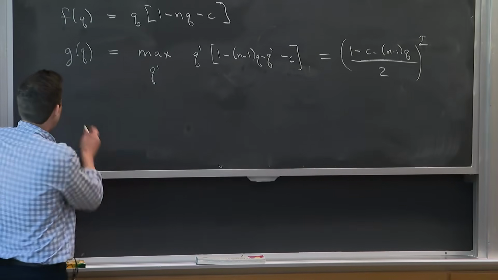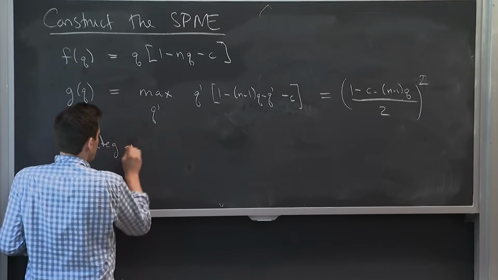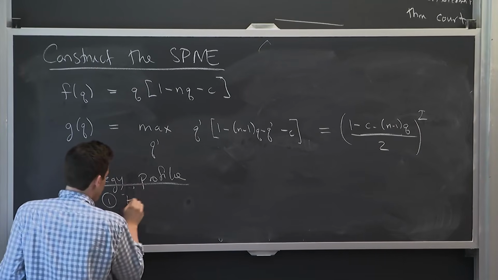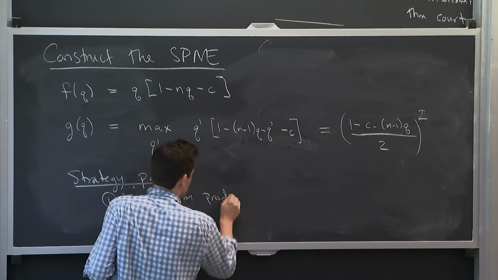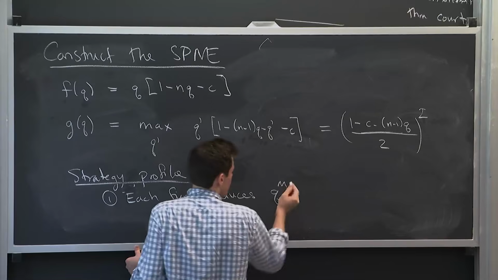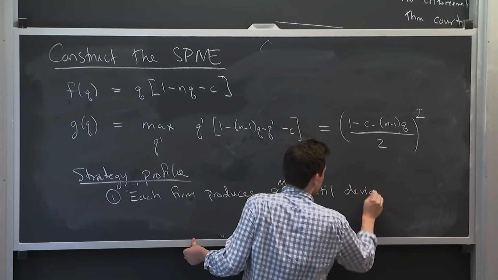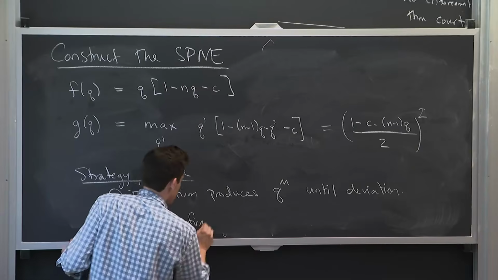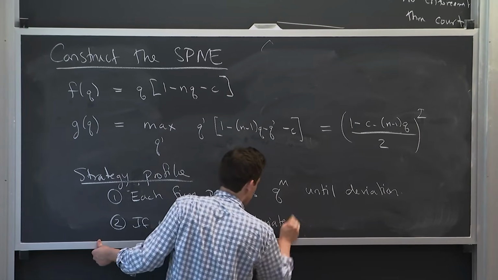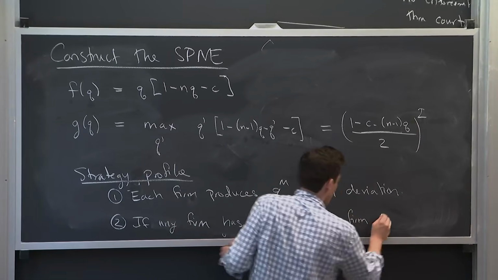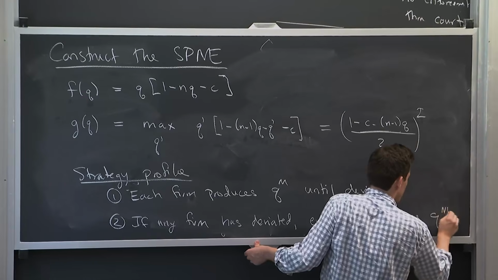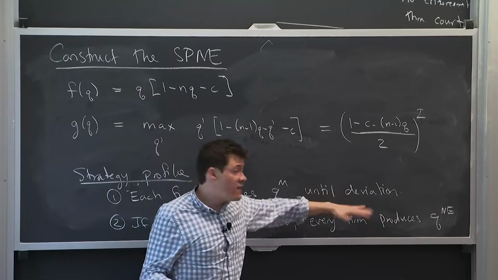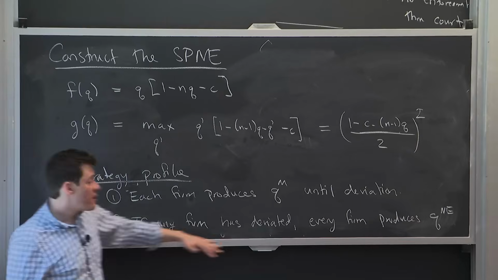All right, and then what is our strategy profile? It's exactly what we said. One, each firm produces QM until a deviation. But two, if anyone has deviated, every firm produces QNE. So this is just formally writing down the Nash reversion idea. We start by producing QM every period. As long as no one's deviated, that's what we do. But if any firm deviates, then we all revert to the Nash equilibrium quantities QNE.